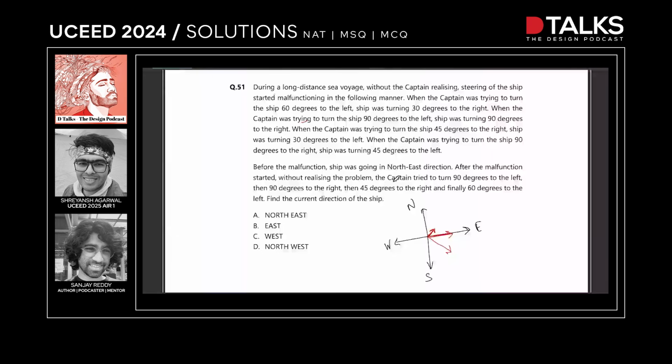Then after that, 45 degrees to the right, the ship was turning 30 degrees to the left. Now the ship is somewhere over here, in this direction. This is 30 degrees. Then 60 degrees to the left, the ship was turning 30 degrees to the right. That's east again. So the answer is east, D.